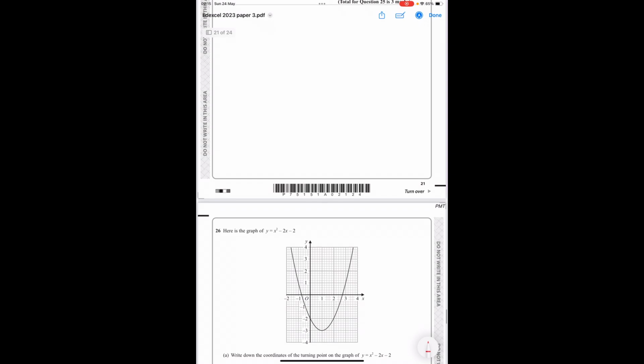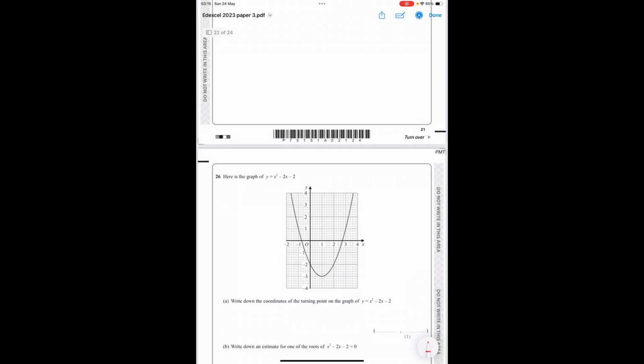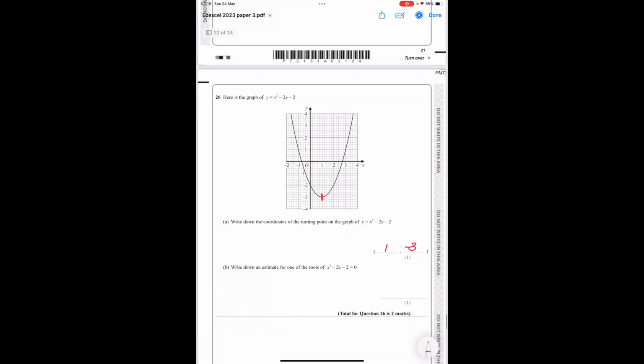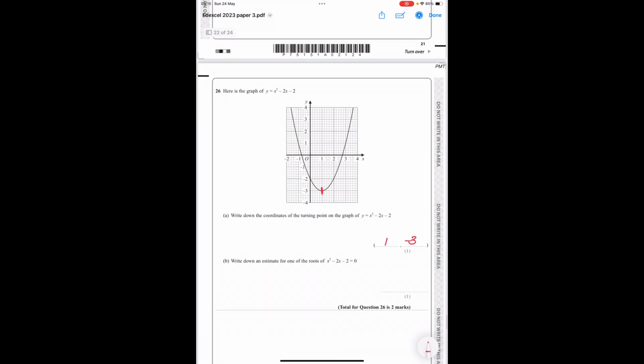Here is a graph. Write down the coordinates of the turning point. So the turning point is here at its lowest point, so that's going to be 1, minus 3. Write down an estimate for the roots of the solution. So it equals 0, so it's where it crosses the axis. Now that's going to be 2.7. I only want one of the roots, so I'm going to put the positive one, 2.7.